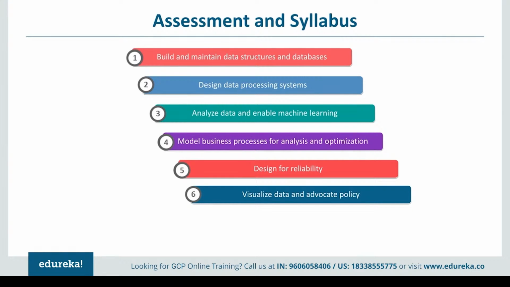Now, coming on to our sixth section, we have visualizing data and advocating policy. It includes responsibilities such as building and selecting data visualization and reporting tools, some automation, decision support, data summarization, for example, translation up the chain, fidelity, traceability, and integrity.